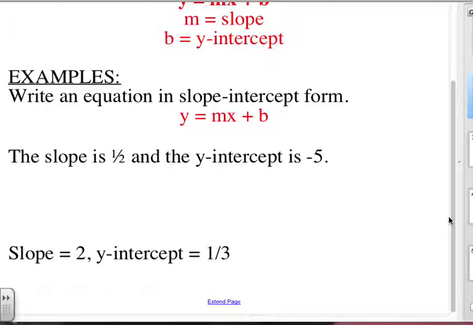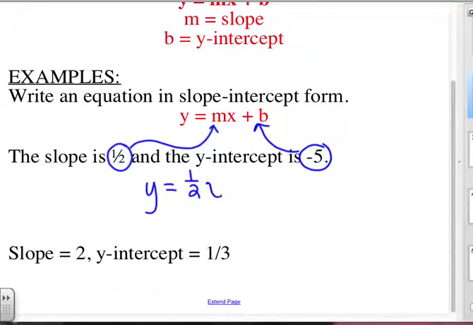If they tell you the slope of the line and they tell you the y-intercept, it really is just as simple as plugging in the slope to the m and plugging in the y-intercept to the b. So, for this one, y equals 1/2 x, that's your slope. And if the y-intercept is -5, then we just write -5. That's it. That's all you have to do.